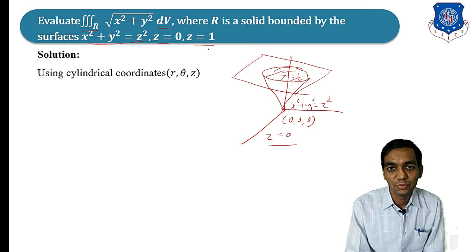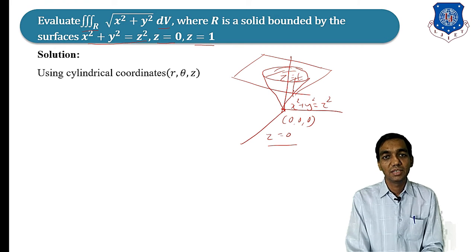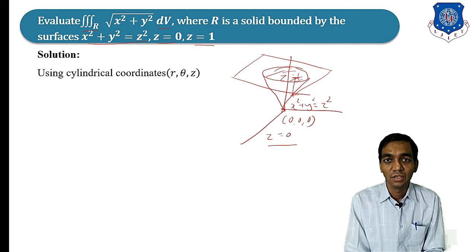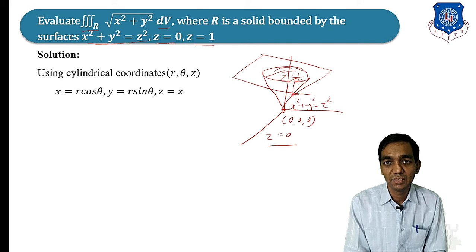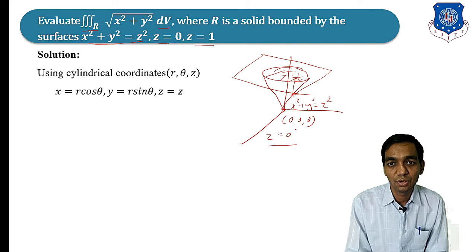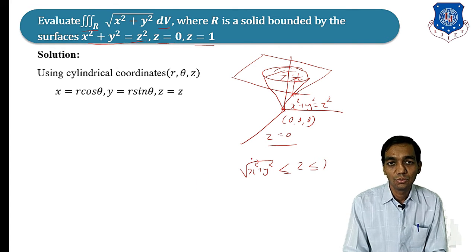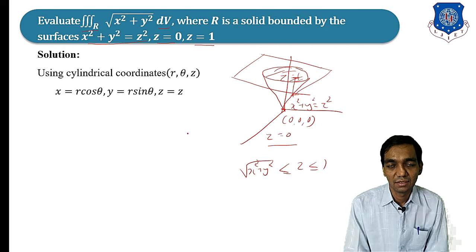Done? So if you are going to put the limit of z, you have to draw one strip like this, parallel to the z axis. It starts from the cone and ends at the plane z is equal to 1. So z starts from the cone, that means z is equal to under root of x square plus y square, and it ends at z is equal to 1.